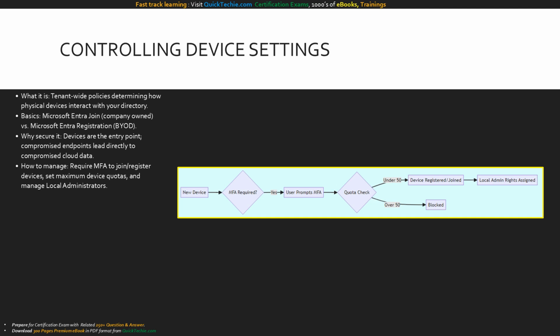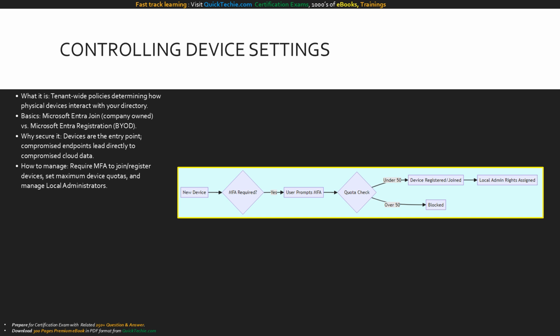Our fourth pillar is device settings. This dictates how physical endpoints integrate with Entra. The basics involve two main methods: Entra registration for personal, bring your own devices, and Entra join for corporate-owned devices. Why must we lock this down? Because device identities are a prerequisite for device-based conditional access policies.